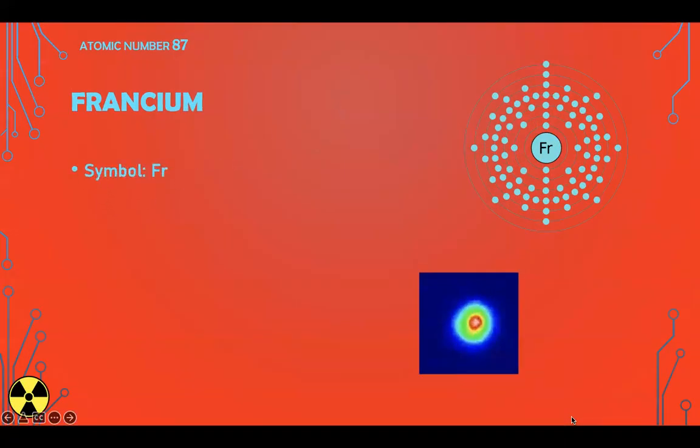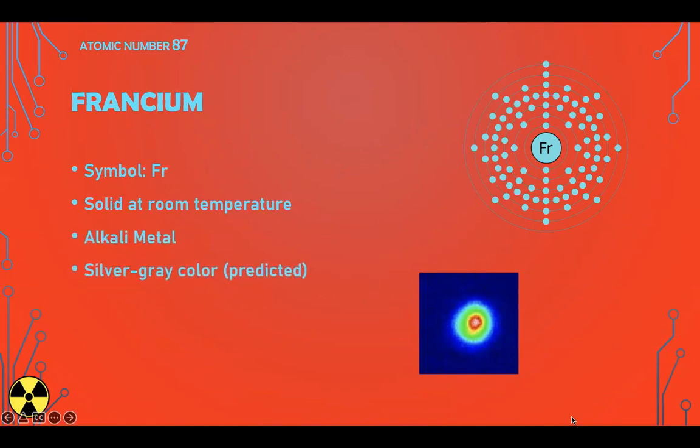Francium. Francium's symbol is Fr. It is a solid at room temperature. And yes, it's named after France, which is in Europe, Europium, you know. Francium is an alkali metal. It has a silvery gray color, at least that's predicted for francium.